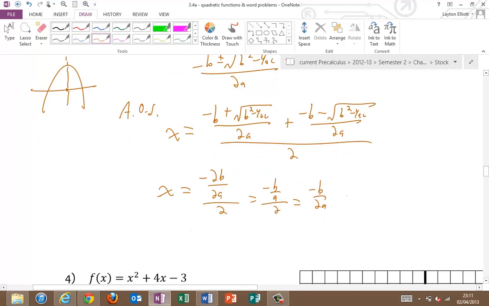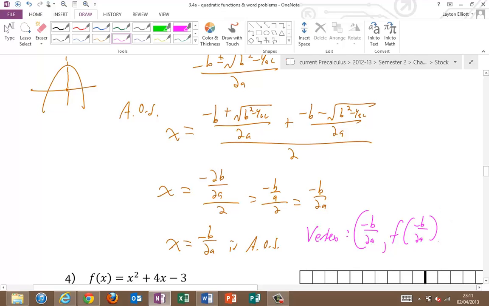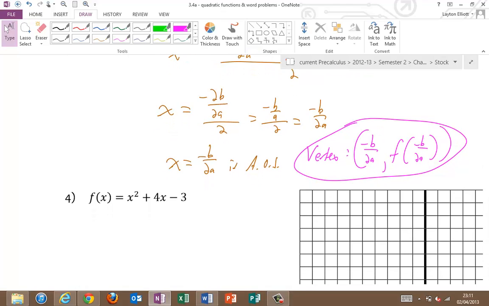So, x equals negative b over 2a is the axis of symmetry. Furthermore, my vertex has an x value always of negative b over 2a. And the y value is just f of negative b over 2a. Just take that x value and plug it in and you'll get the y value. There's the vertex. It can be simpler sometimes. It can be a little bit more math sometimes. We're going to do an example and see if you like it.